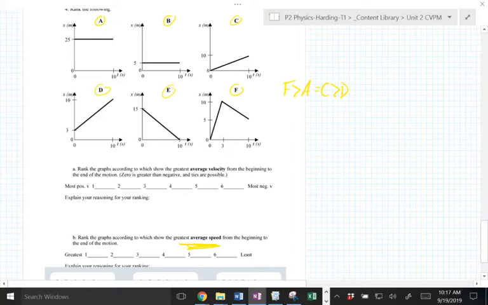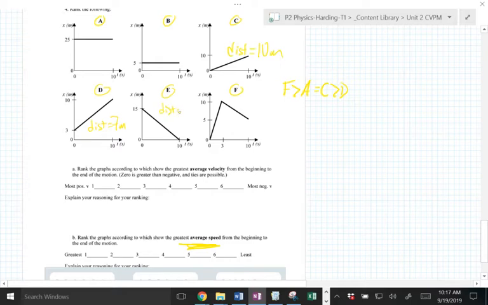So if we're talking average speed, how far does this thing walk in C? Your distance here is going to be 10 meters, okay? For D, your distance here, you're just going from 3 to 7. Your distance is 7 meters.